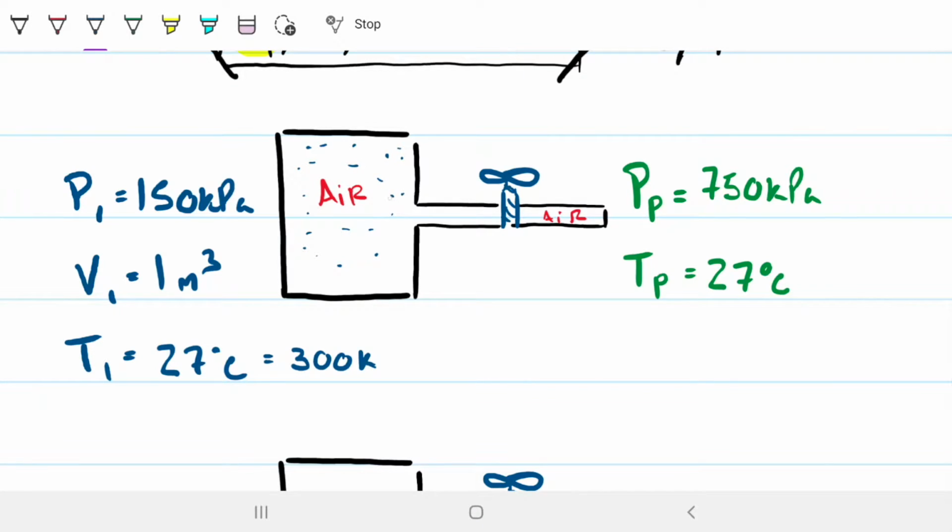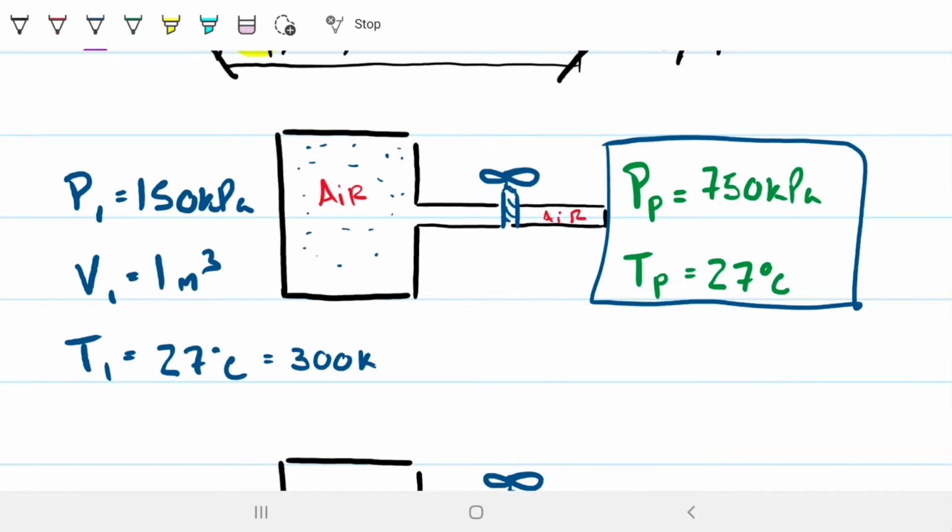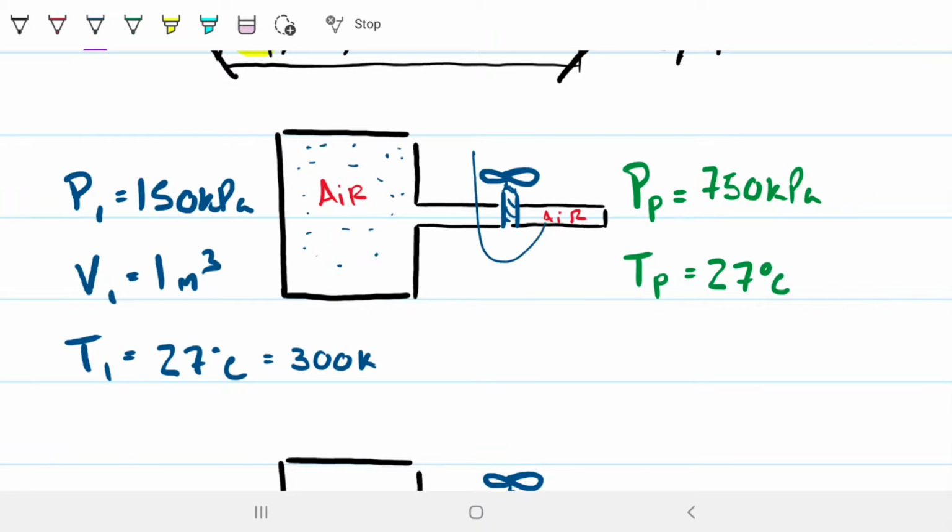We know that the pressure is 150. We know the volume of this tank is 1 meter cubed. So we know that the whole space is being filled by air, and we know the temperature is 300 Kelvin. We also know the pressure and the temperature in the pipe. Okay, so we have this little valve, and I'm going to open it up.